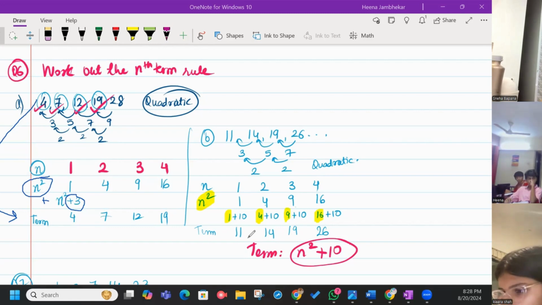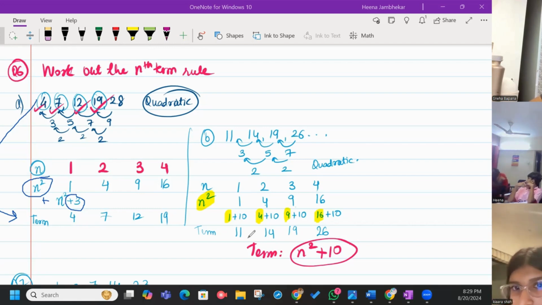Then I go for the next one. You get 2. So non-linear is quadratic? No, not all non-linear sequences are going to be quadratic. Only if the second difference remains the same. It remains the same, and hence it is quadratic. Okay. This means now we have to find the nth term.